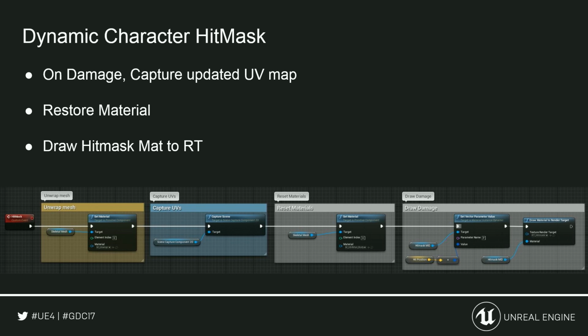And so after you've captured that, you tell it to restore the original material to that mesh, and then finally you can do the final step of accumulating the damage. So here I'm again telling it what position was hit using the material instance dynamic and the line trace result from the blueprint, and then the same old, our friend, draw material to render target. And this will actually perform the render itself.